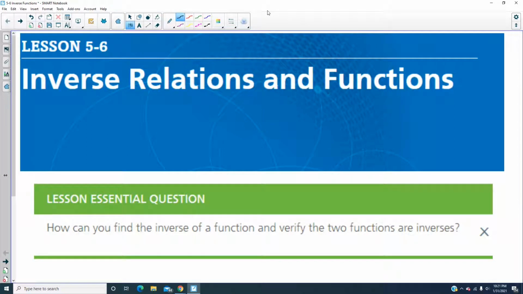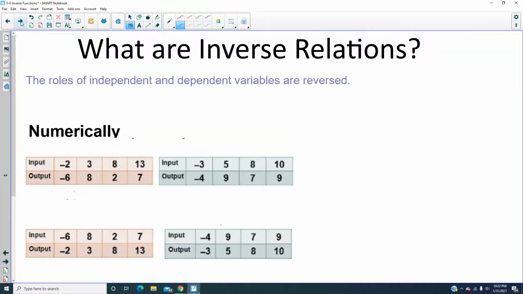Today we're covering 5-6, inverse relations and functions, and we will be working in your workbook starting on page 260. So if you want to flip to page 260, that's where we will be today. We'll be working on something called an inverse relation, and sometimes the relation is actually a function. So what does that mean?